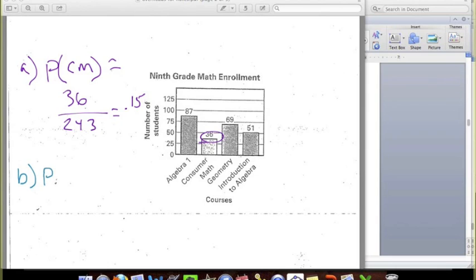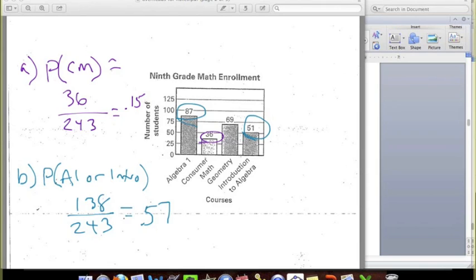Part B says, what is the probability that they're enrolled in Algebra 1 or Intro to Algebra? So some kind of an algebra course. So, or as a probability word yesterday we talked about meaning add. So we're going to say our algebra and Intro to Math students together give 138 out of the entire class of 243. Which gives about 0.57, so more than half of the students were enrolled in some sort of algebra.